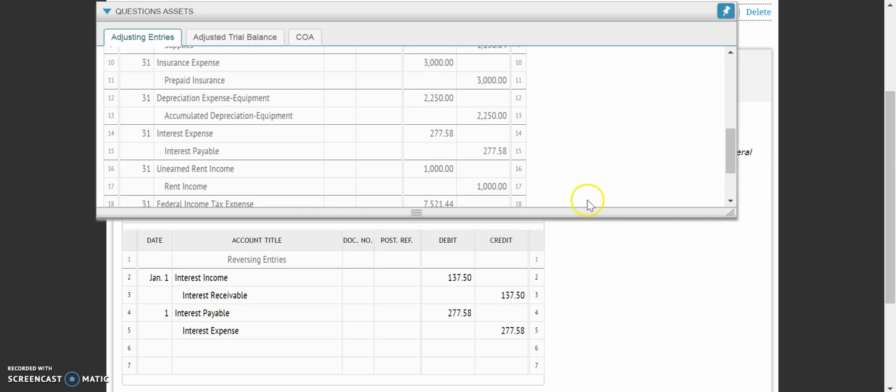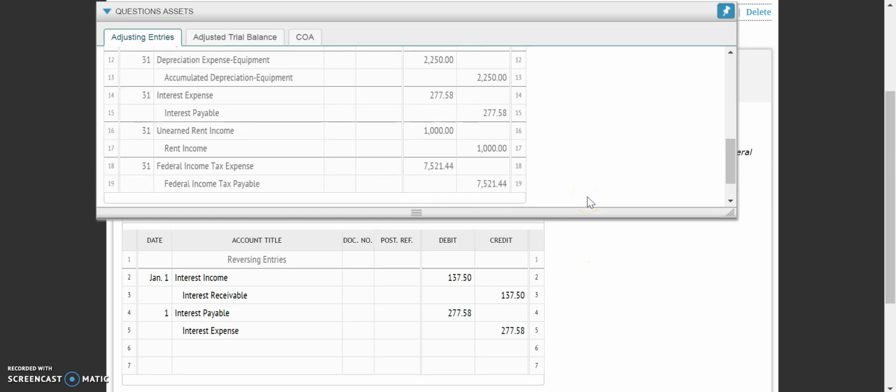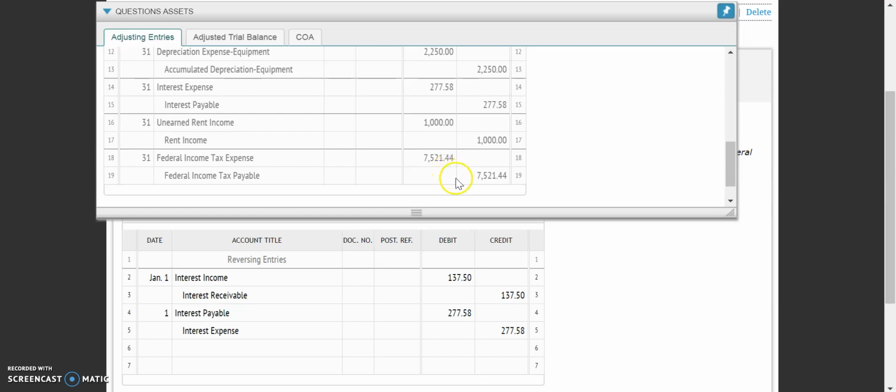But remember that one more that needs to be flipped here is going to be our federal income tax expense. Because if you remember, federal income tax payable had a zero balance at the end of the year. So we need to do a reversing entry on this one as well. So federal income tax payable is going to be debited for $7,521.44, and then federal income tax expense is going to be credited for the same amount.